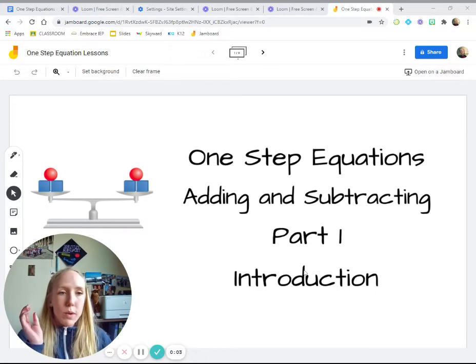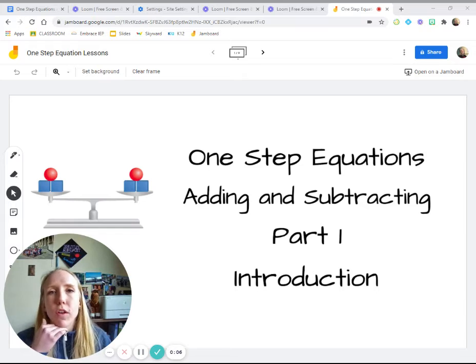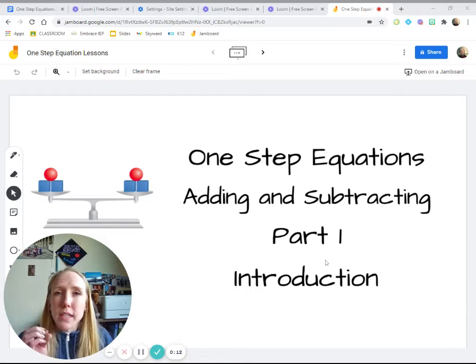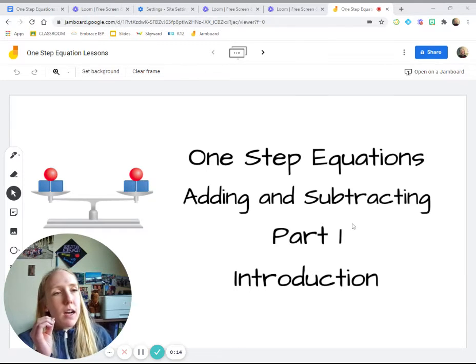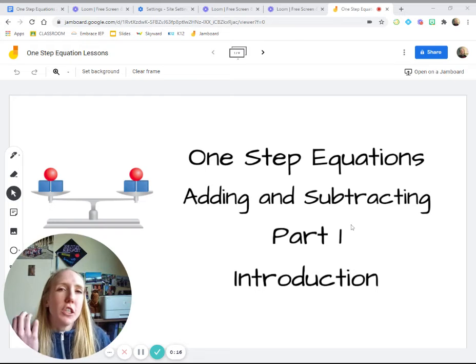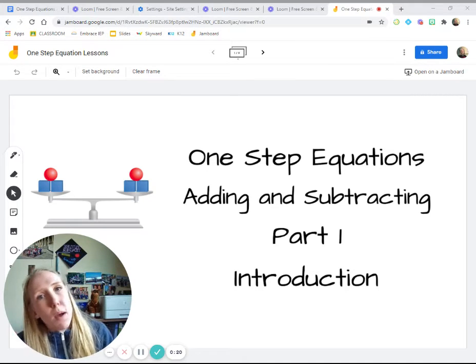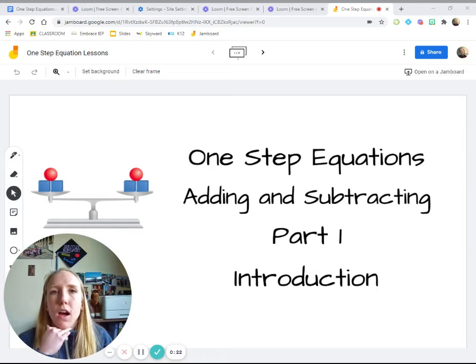Everyone, today we are starting to talk about solving one-step equations with adding and subtracting. We're just starting to talk about it, and we're going to take it in tiny little bites. When you're actually solving one-step equations, there are some steps. That's why it's called one-step or two-step equations, and we're going to get to that later.